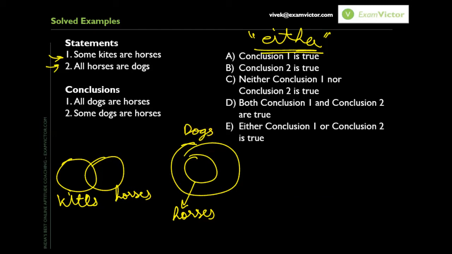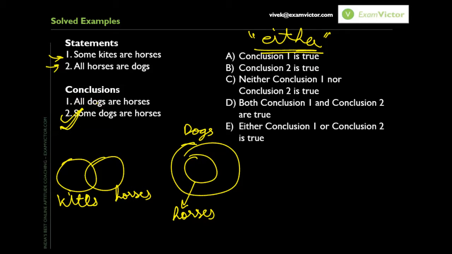Now, I want to apply my universal rules and see if I can get any conclusion to be always true. All horses are dogs, some dogs are horses. All A are B, some B are A. So conclusion 2 is always true for me. Conclusion 2 is always true. Now conclusion 1 is saying all dogs are horses.